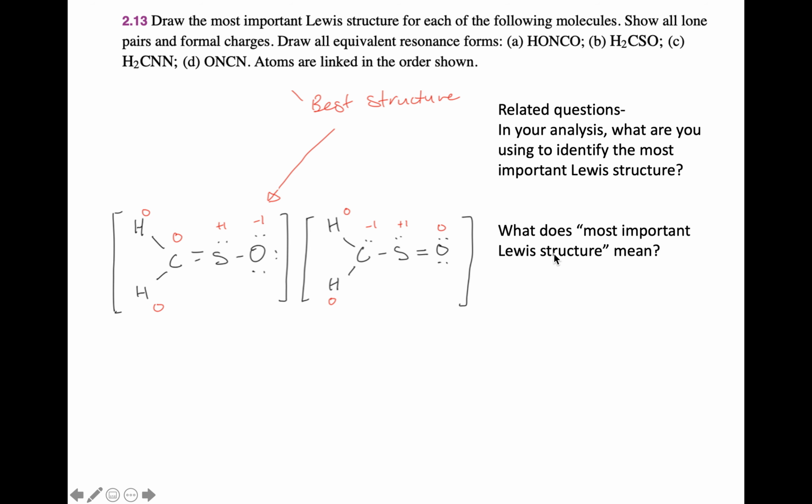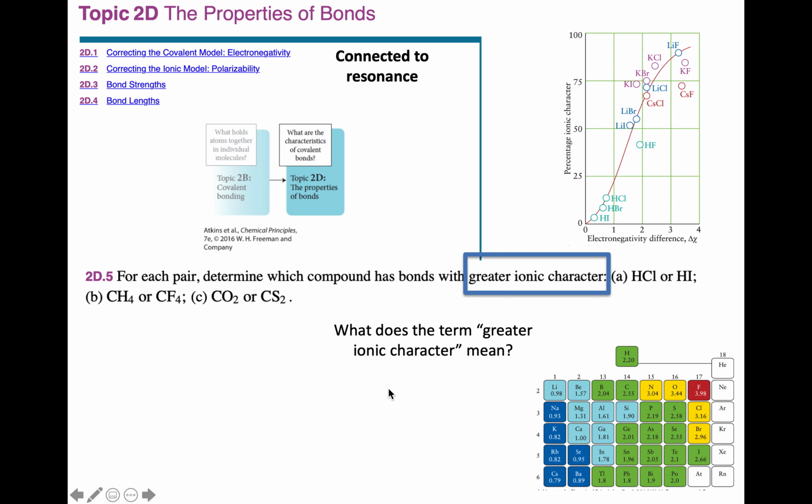Or perhaps even most important Lewis structure. What does that even mean? When I read that, I'm thinking, okay, there's going to be different resonance structures. I'm going to be using criteria like formal charge, perhaps octets, and identifying the most probable resonance structure. That's what I think the most important Lewis structure is describing.